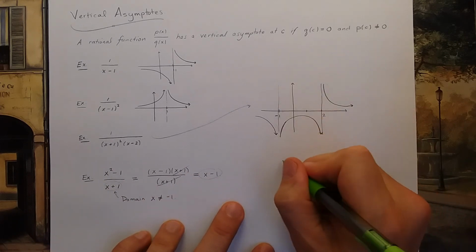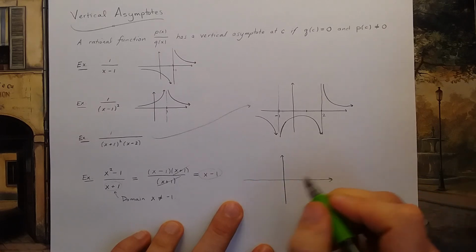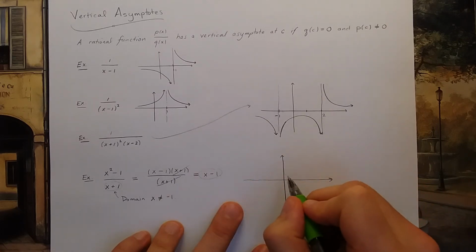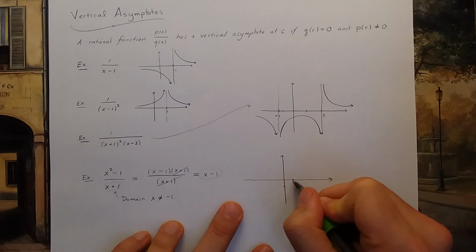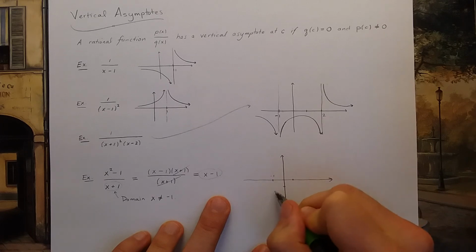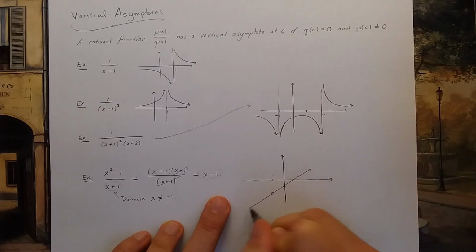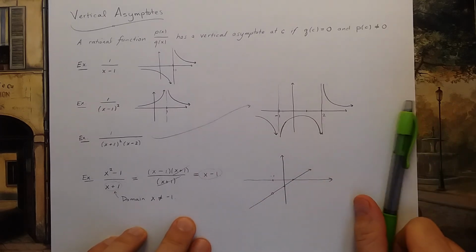So this would be the graph of this function. I have no vertical asymptotes. This is almost the graph of a straight line. It is a straight line, except at the value negative 1, I get a hole. So here I have a hole, and other than that, I have the graph of a diagonal line. Okay, wonderful.